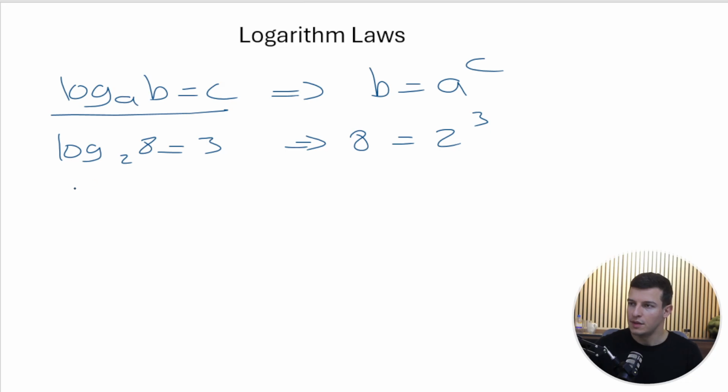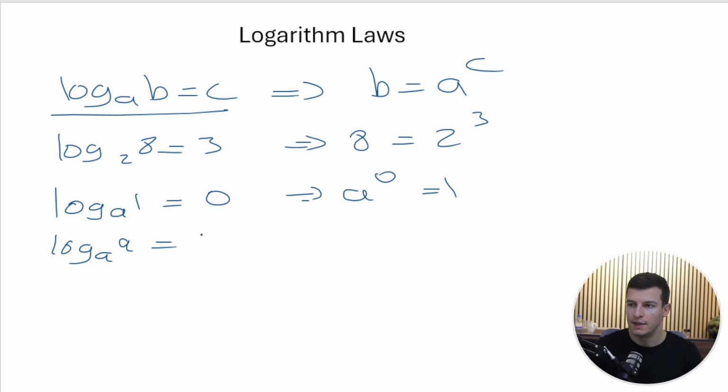Okay, so in terms of laws, you can think of this as the first law. But then there is more to it. For example, I think this is called the product rule. Actually, before I do that, let me mention a few things. So log base A of 1 is equal to 0. Why? Because anything to the power of 0 is equal to 1. So you can remember this one. Log base A of A is equal to 1.